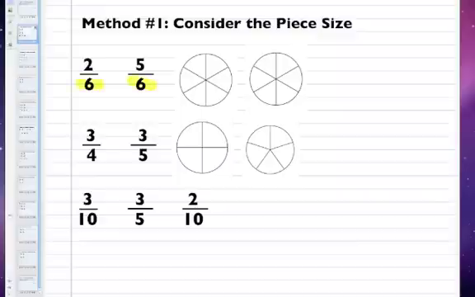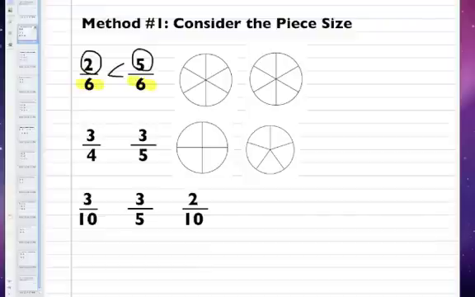In this first case, I am comparing 2/6 and 5/6, and since they have the same denominator, they would have the same piece size. So then I can just go ahead and compare the numerators, which indicate the quantity of pieces I have. When I have 2/6 and I want to compare them to 5/6, 2 is less than 5, so 2/6 is less than 5/6.